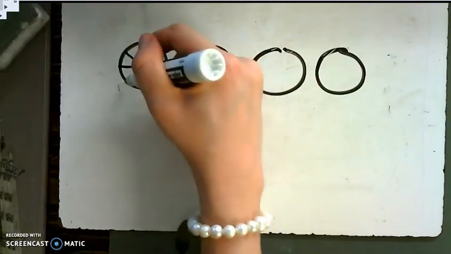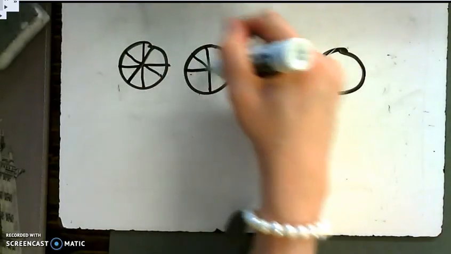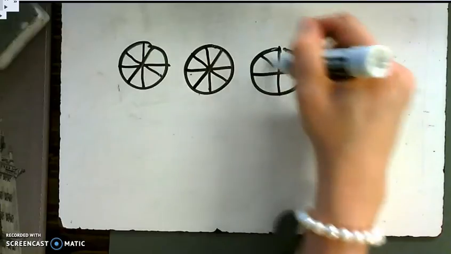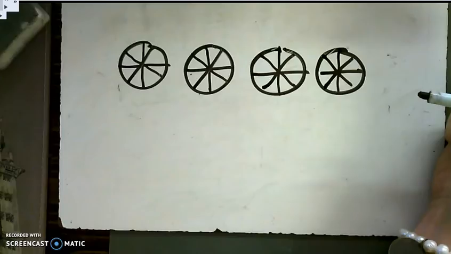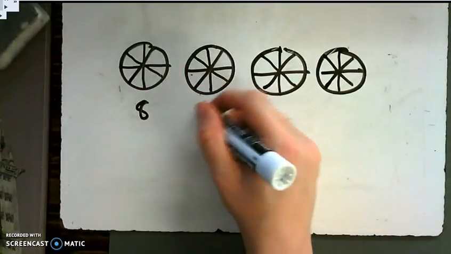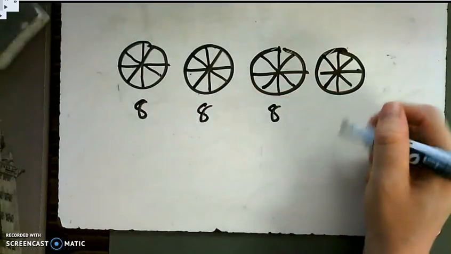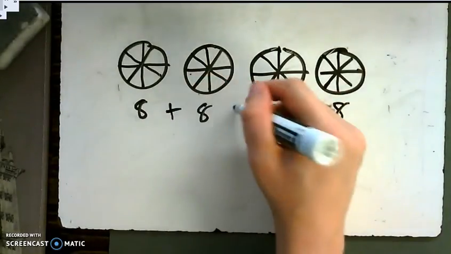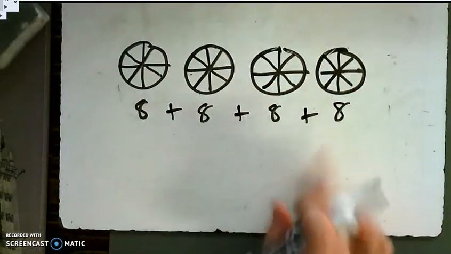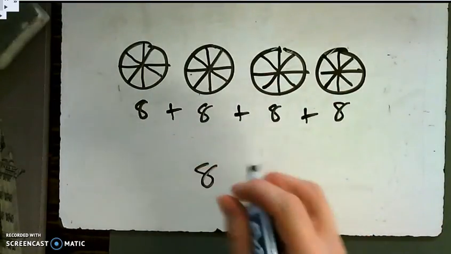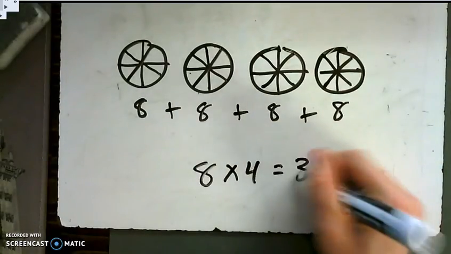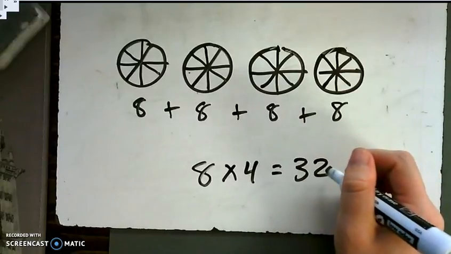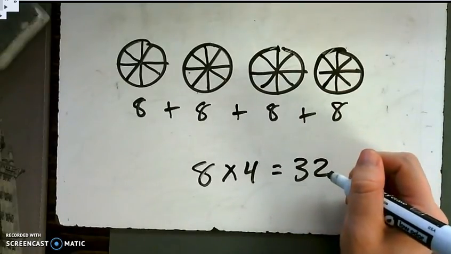So that's 4 in 8ths. That's 4 in 8ths. That's 4 in 8ths. And we're asking ourselves, how many slices are there? There's 8 slices here, 8 slices here, 8 slices here, and 8 slices here. So we could add that up, or look at that, repeated addition means multiplication. So we could say 8 times 4 equals 32. So there are 32 slices of pizza.